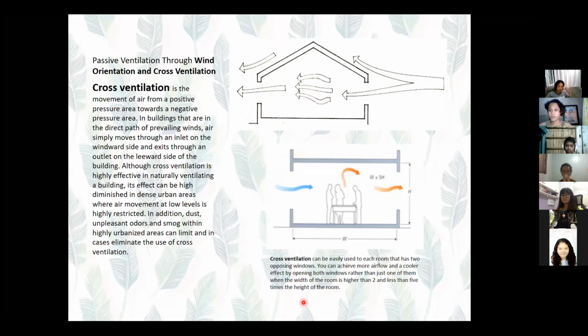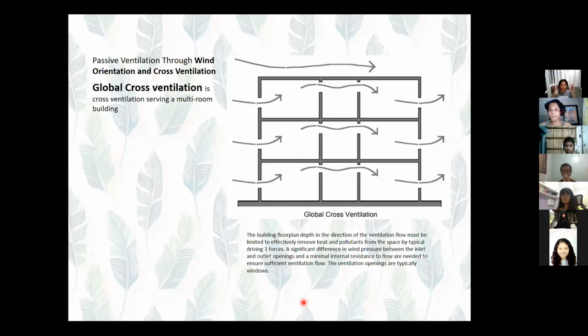Now, how about this scenario. What if there is a room, then another room, then another room? Sir, is cross-ventilation still possible? Yes, that is possible. We call that global cross-ventilation. How to make that effective? You make sure that the inlet and outlet openings create a positive pressure. It increases the pressure rather than decreasing it.